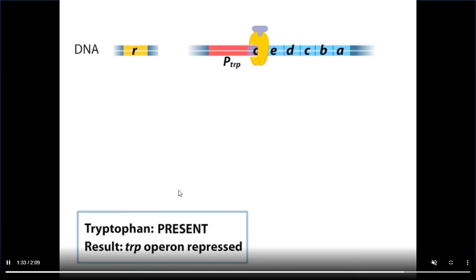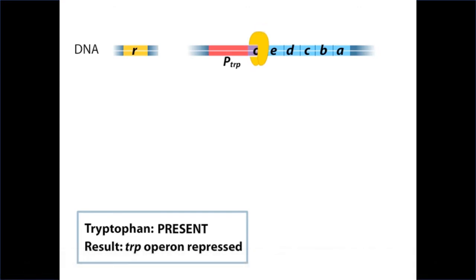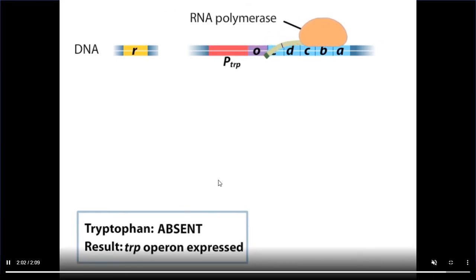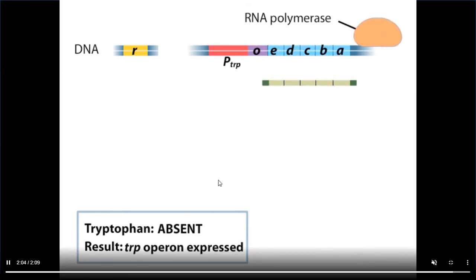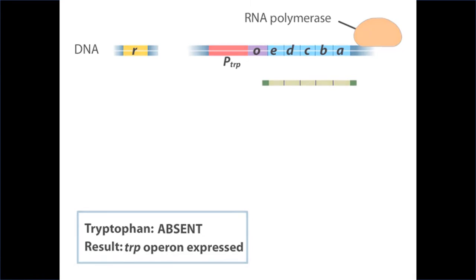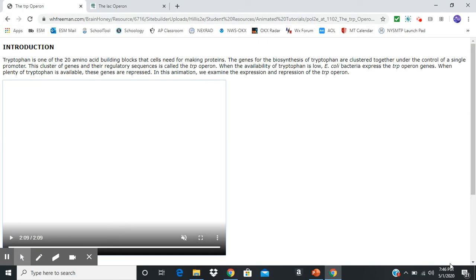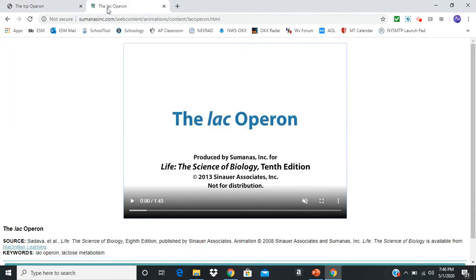Now, once the tryptophan levels come down again, there becomes a need to make more, and we remove the repressor, and we're now able to produce tryptophan again. Okay, and here we go. There's transcription, translation, and we make our tryptophan. Okay? All right, now we're going to take a look at our lac operon.